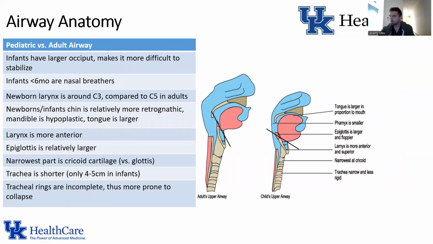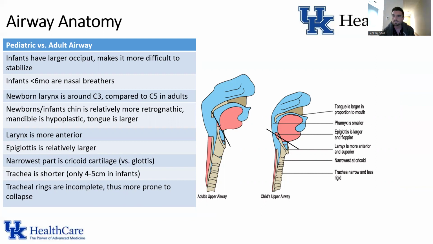So let's talk a little bit more in the way of specifics on airway anatomy, pediatric versus adult. Number one, in infants, their head to body ratio is much larger than older children and adults. So it makes their head more difficult to control, particularly when they're sedated and you're preparing them for intubation. So something to consider.